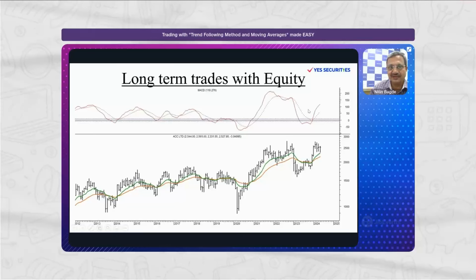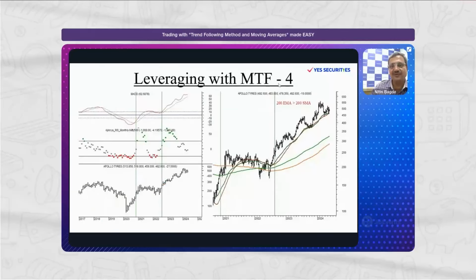Here again, below 10, the crossover has taken place, and now it is still rising. So longer term trades, say for 6 months to 12 months, can be done on this methodology, but only with equity. No MTF, no futures. For MTF, we should shift to weekly charts.